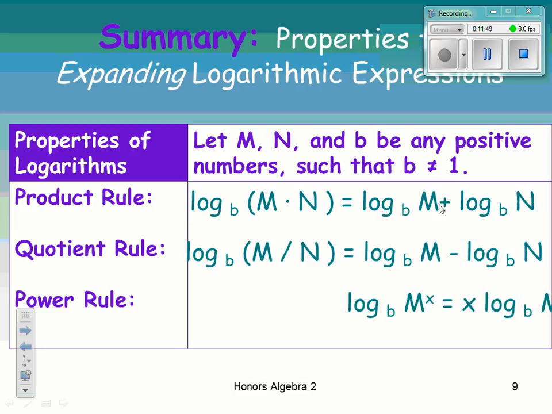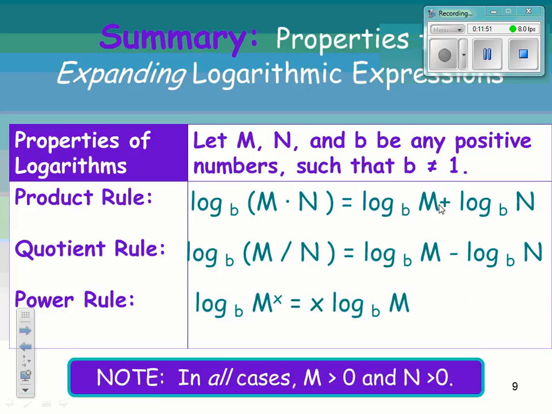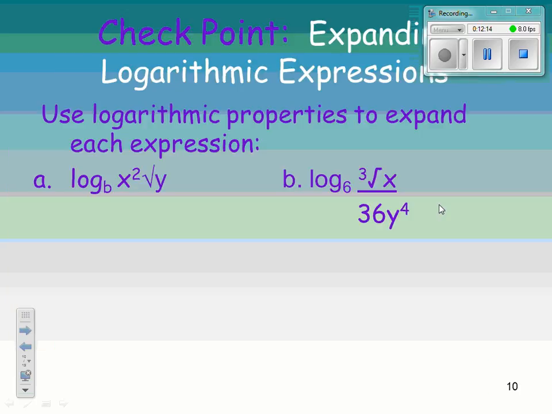Then the power rule, we just take our exponent and we move it. Okay, now another note, in all cases m has to be greater than 0, meaning m has to be a positive number and n has to be a positive number. We're talking all positives with logarithms, and we'll talk more about why that has to be. Okay, so let's try these.